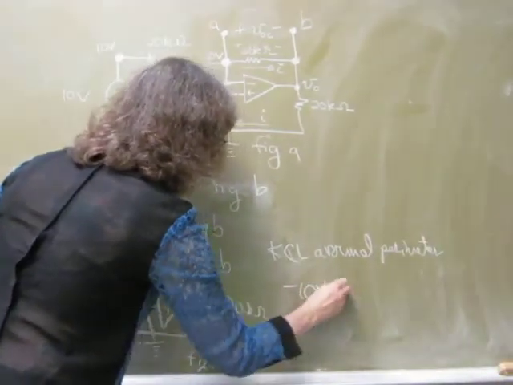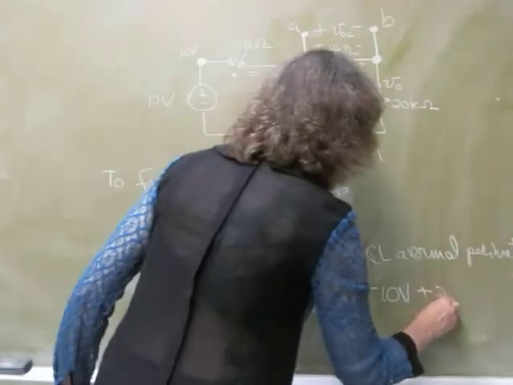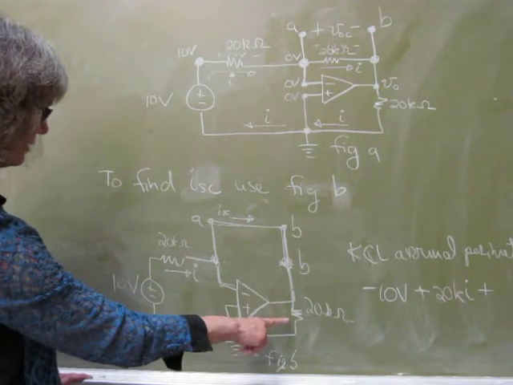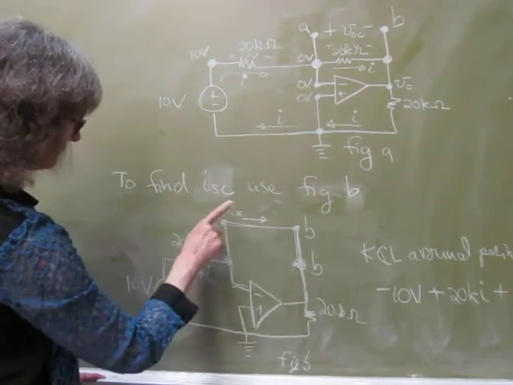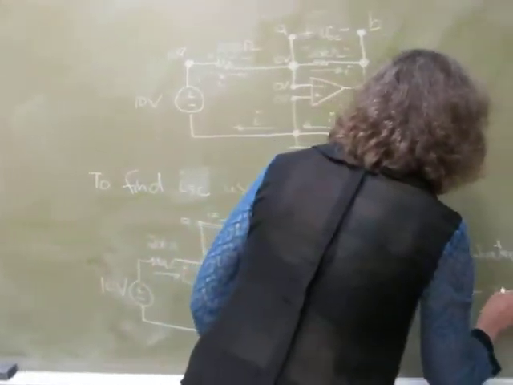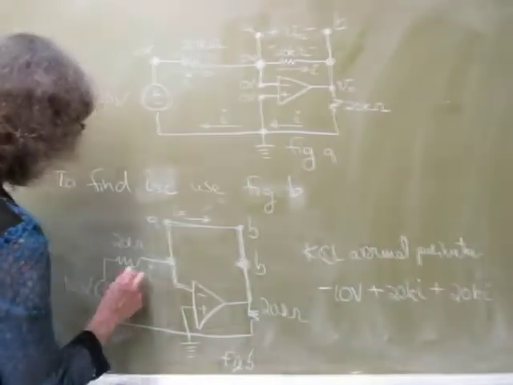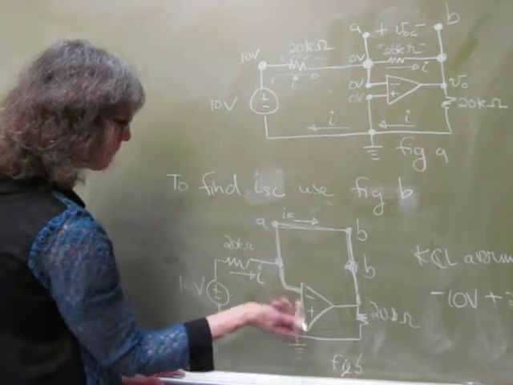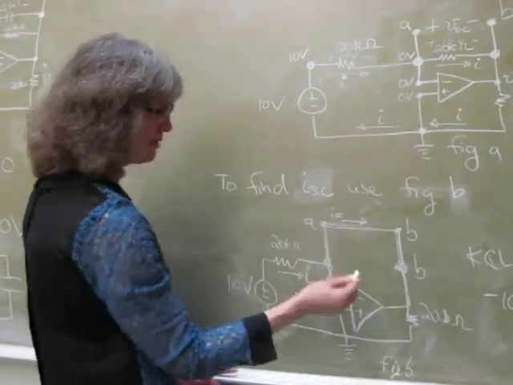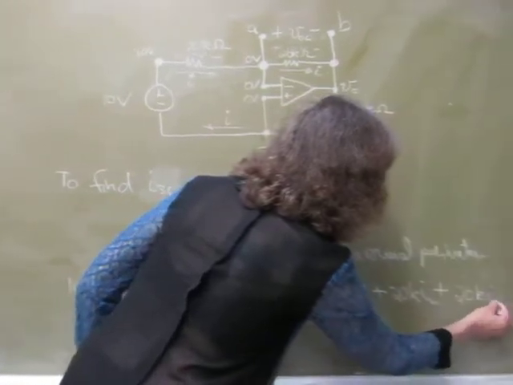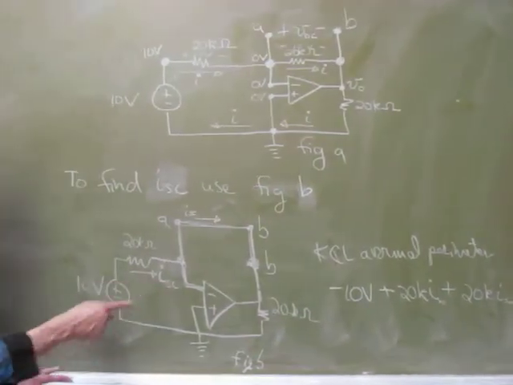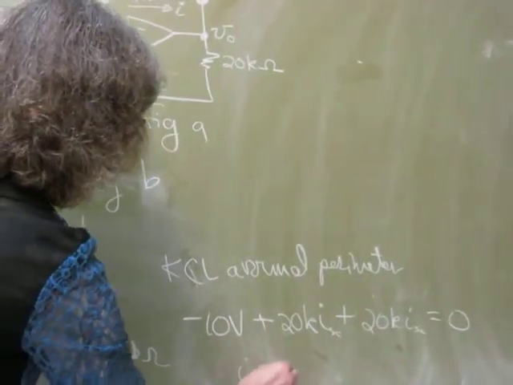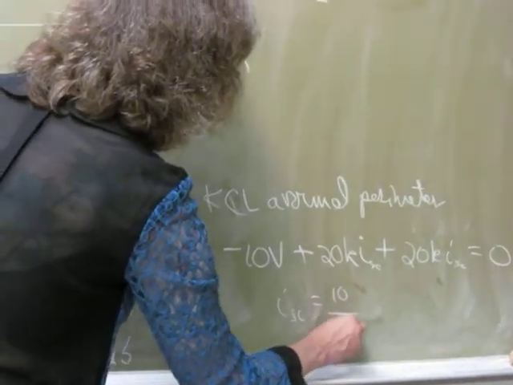We've got minus 10 volts plus 20K times I plus 20K times ISC, but of course ISC and I are now the same thing because there's no other way for I to go other than up here, because remember this is going into the op amp, so it's 0. So these are both the same current, so I might as well call it ISC because that's what I'm looking for. So I'm just going to change this name to ISC. And then equals 0. So solving for ISC, you get 10 over 40K.